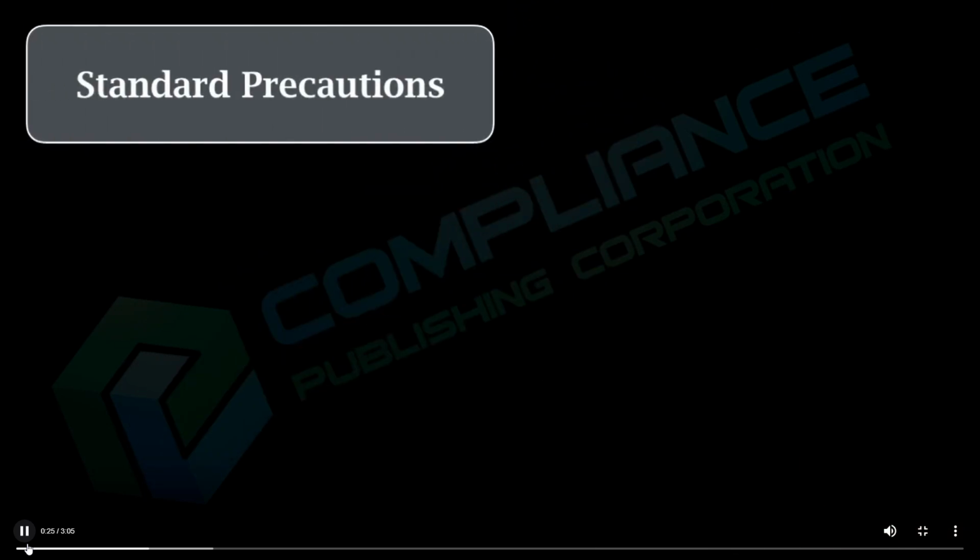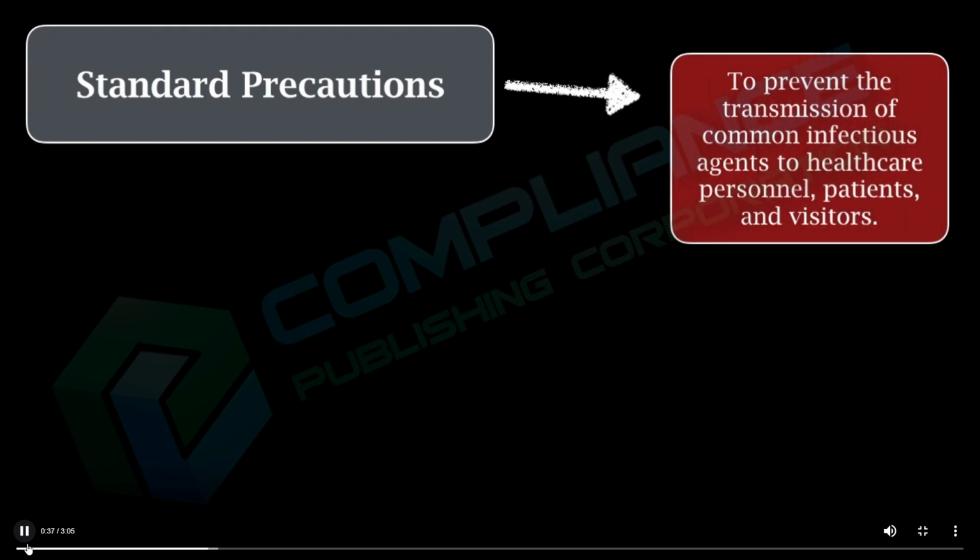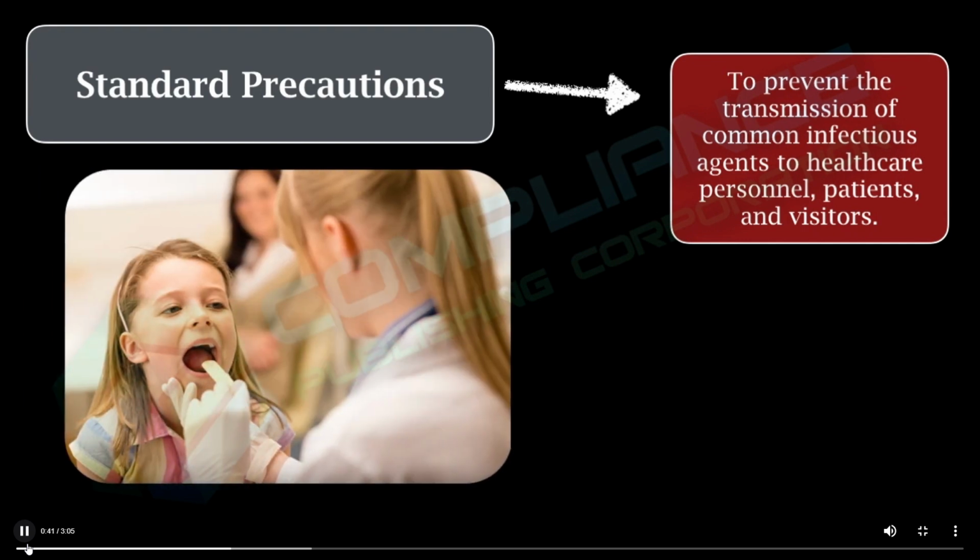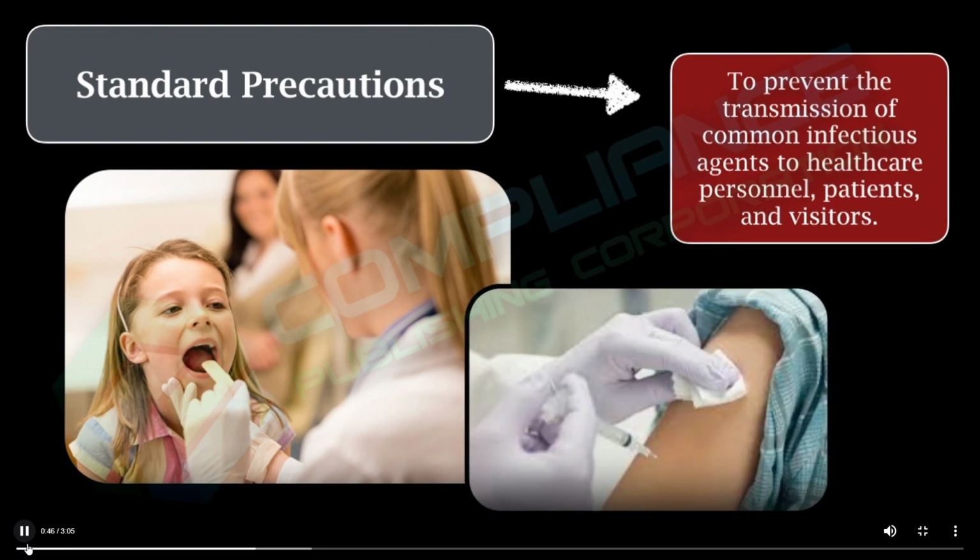Standard precautions is an outgrowth of universal precautions. In 1996, the application of the concept was expanded and renamed standard precautions. Standard precautions is intended to prevent the transmission of common infectious agents to healthcare personnel, patients, and visitors in any healthcare setting. During care for any patient, one should assume that an infectious agent could be present in the patient's blood or body fluids. Therefore, appropriate precautions, including the use of PPE, must be taken.